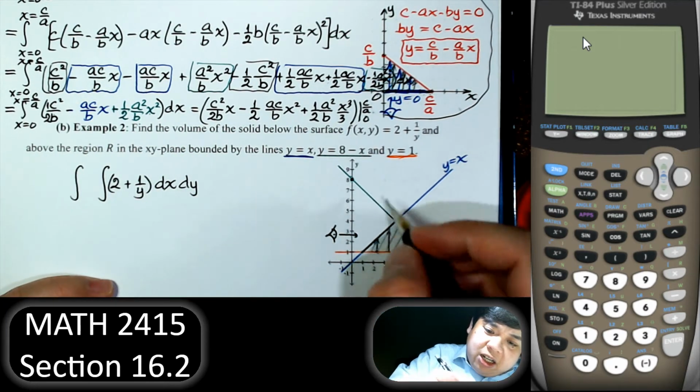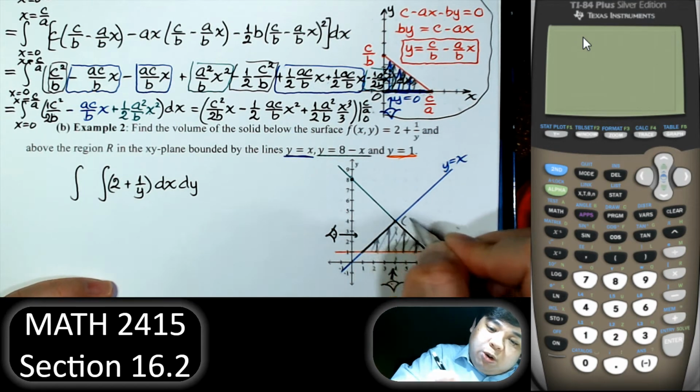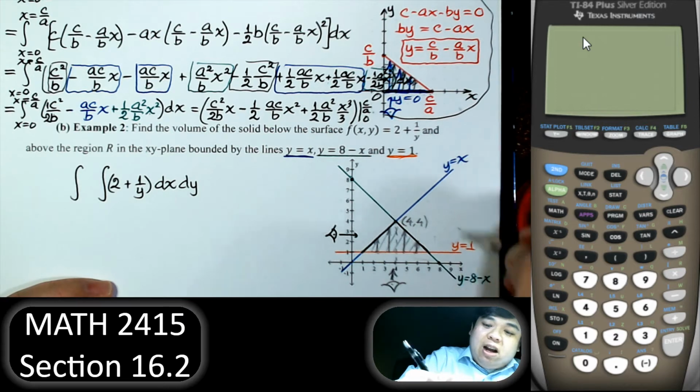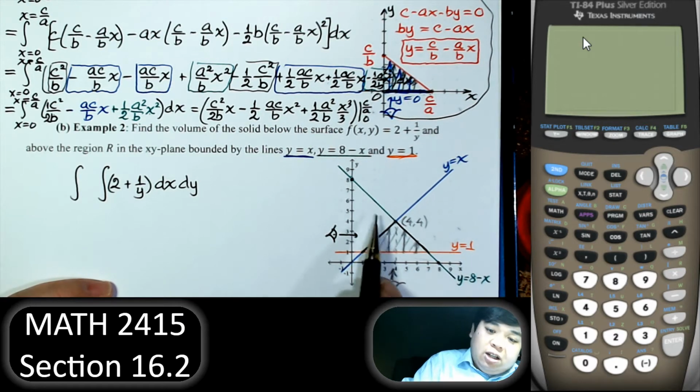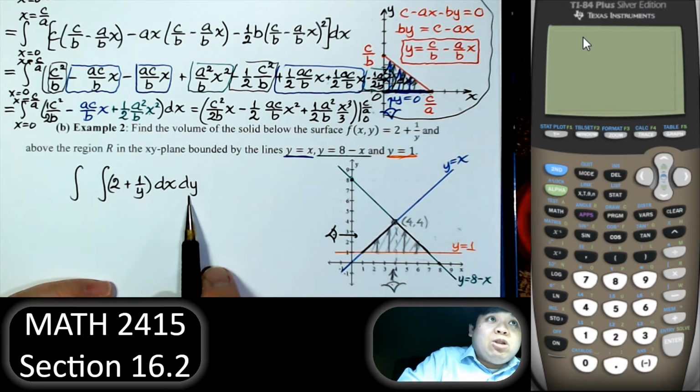The intersection here looks like x equal to 4, y equal to 4, right? We can find the intersection of these two functions easily, 4 and 4. So this point is 4 and 4. So if we put y on the outside, the limit will be determined by two numbers from 1 to 4.